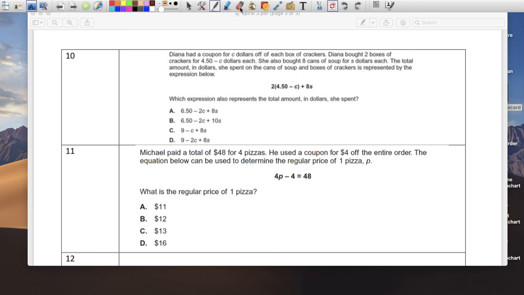Well, obviously, here's the expression, so one of these A, B, C, D is equivalent to that one, and to find that out, you would have to use the distributive property. So 2 times 4.50 is 9. 2 times negative C is negative 2C. And then plus 8S. Is there anything that looks like this? Yes, there is, and that's letter D.